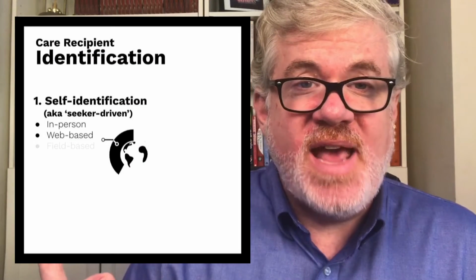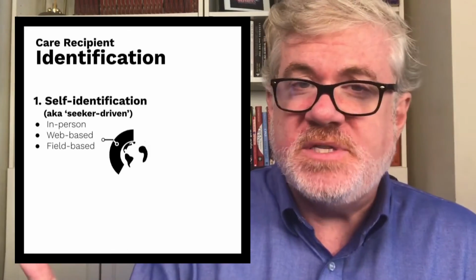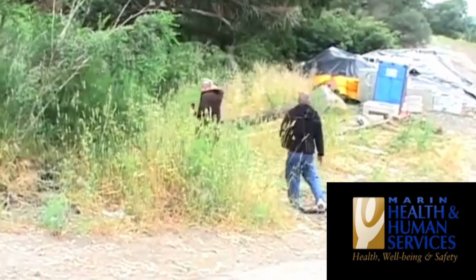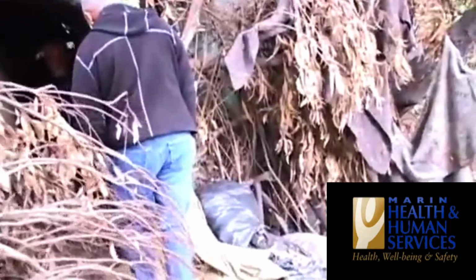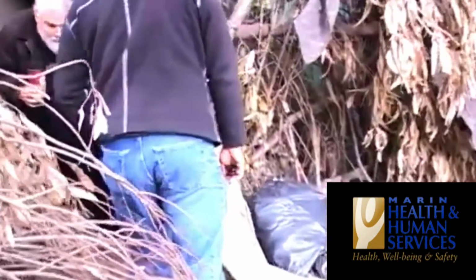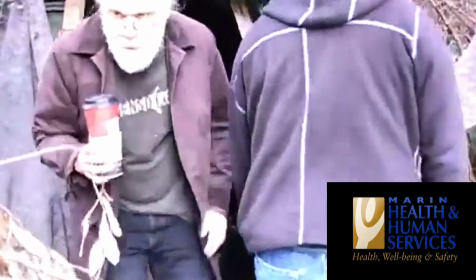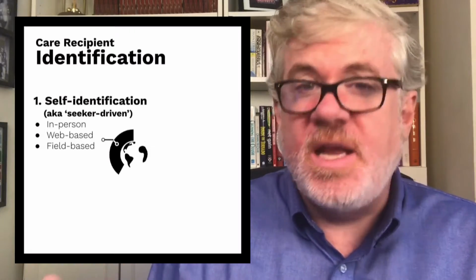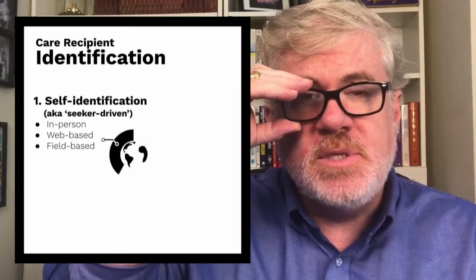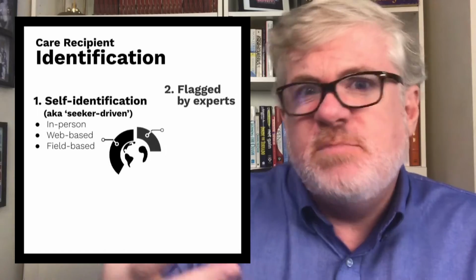Some programs have staff in the field. One program we've seen, concentrating on people experiencing homelessness, would dispatch staffers with iPads or iPhones into the field to interview and offer engagement to the people that they came across. The second way to identify people for social intervention programs are those who have been flagged by others, by experts.